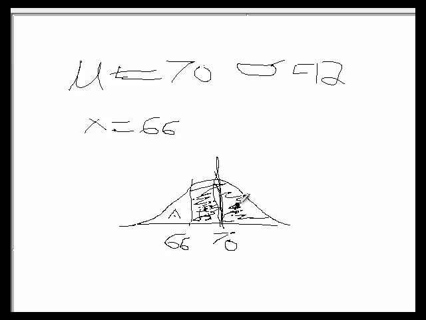So we know half the population is above the mean. So, half the population above the mean. And what we need to find out is the proportion of people between 66 and 70.